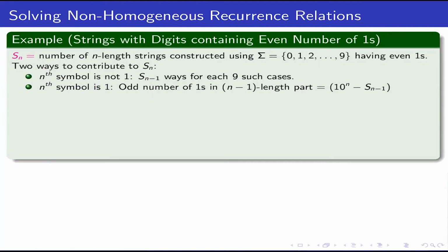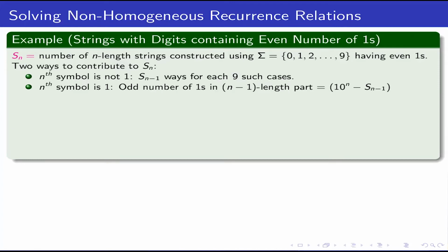Our next example deals with strings with digits containing an even number of ones. So it says that we have an alphabet going from 0 to 9, that is 10 digits we have there. We want to construct strings of length n such that it has an even number of ones. So this formulation is a little bit tricky. See, how can we compute the number Sn recursively?